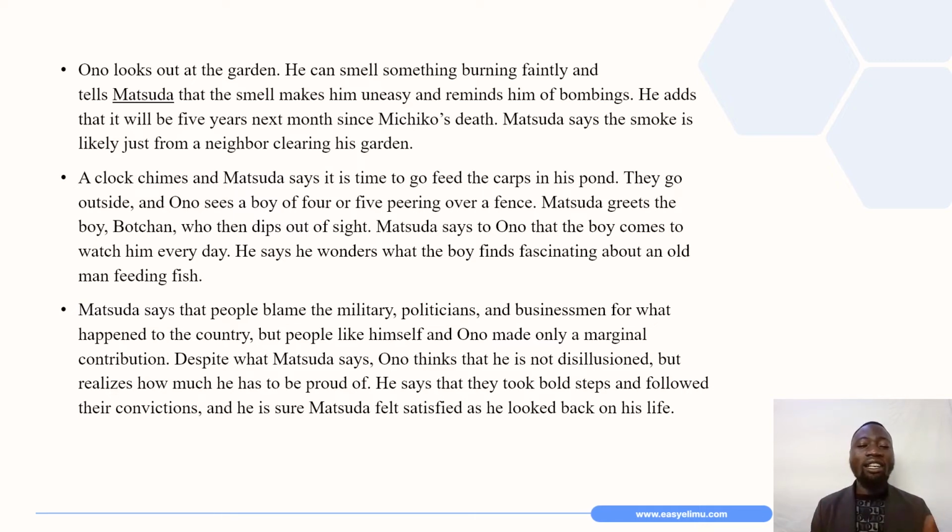So despite what Masuda says, Ono thinks that he is not disillusioned, but realizes how much he has to be proud of. So Ono adds that they took bold steps and followed their convictions, and he is sure Masuda felt satisfied as he looked back on his life.